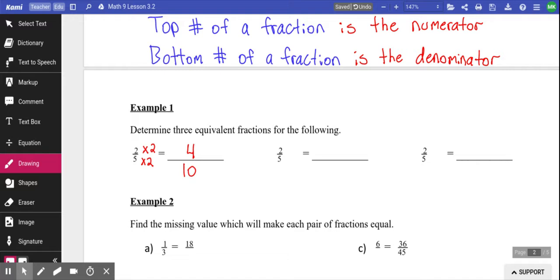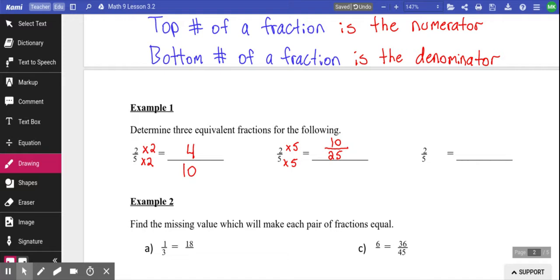Would 10 over 25 work? It would. So Joey gave us another one. He's saying if you took the top number and multiplied it by 5, and as long as you did the same thing to the bottom number, multiplied it by 5, you would create an equivalent fraction. The top is 2 times 5, that's 10. The bottom is 5 times 5, that's 25. 10 over 25 would be an equivalent fraction, as long as what you do to the bottom, you do to the top.